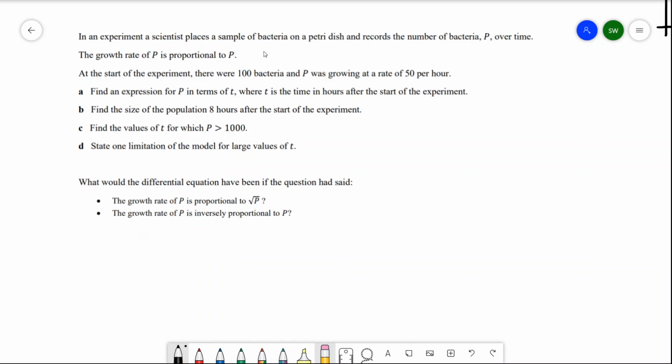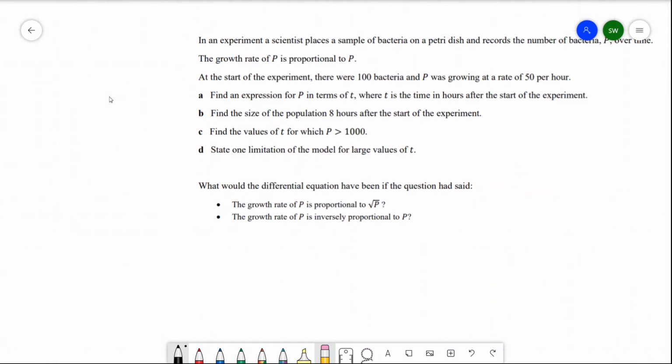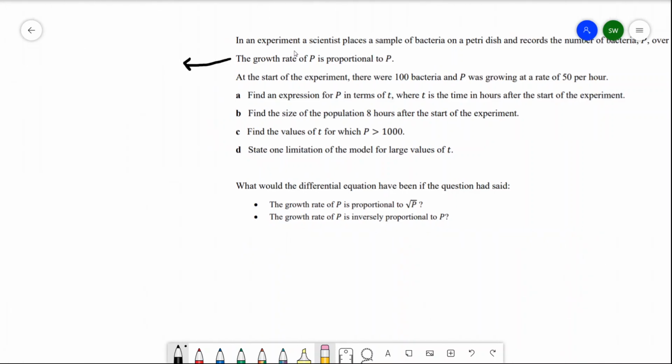So dP by dt literally means what's the rate of change of population with respect to time. So in this example, a scientist is putting some bacteria on a petri dish and recording the amount of bacteria over time. And we're told that the growth rate of P is proportional to P. So let's deal with this sentence to start with first. So the growth rate of P, what we really mean by that is, how does P change with time? What's the rate of change of P with respect to time? So we know that we can write that as dP by dt. And we're told that it's proportional to P. So this is equal to some constant k multiplied by P.